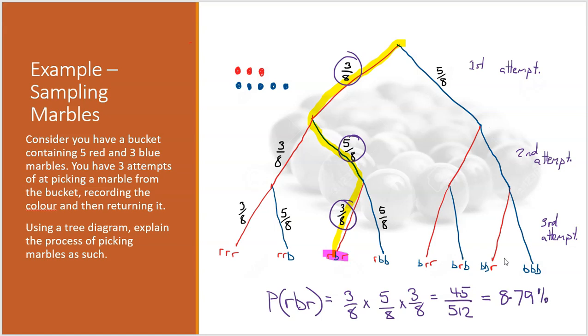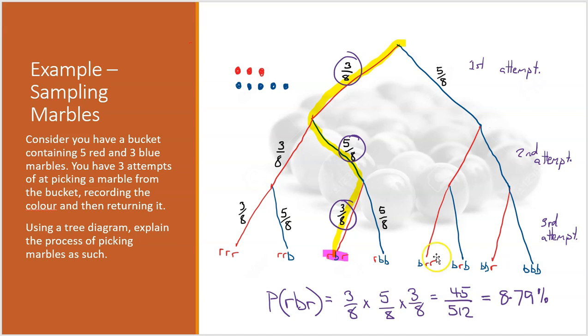So there's an 8.79% chance of picking the marbles in the sequence of red, blue, and red. So we would use this method here, an event tree, a tree like this, to calculate the likelihood of sequencing events as such.